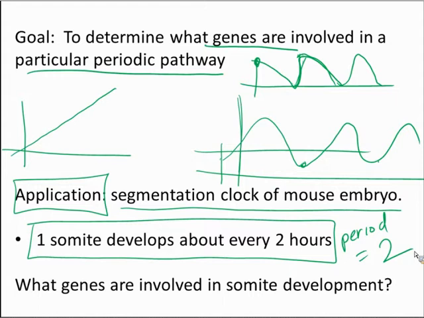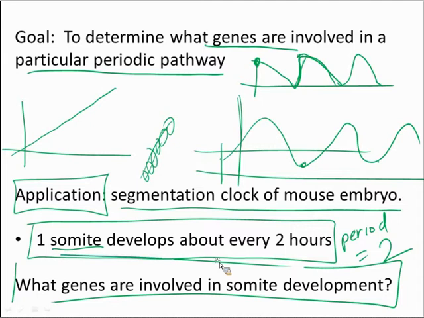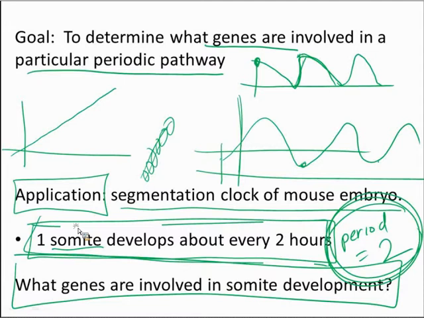Somites, by the way, are precursors of vertebrates. So we're basically building the backbone one somite at a time, and that's the precursor for the vertebrate bones. We want to know what genes are involved in somite development, and one place to look is, well, if the period is 2, then that's a good indication that since it has the same period as somite development, it could be involved in somite development. So we would want to find the genes of period 2.